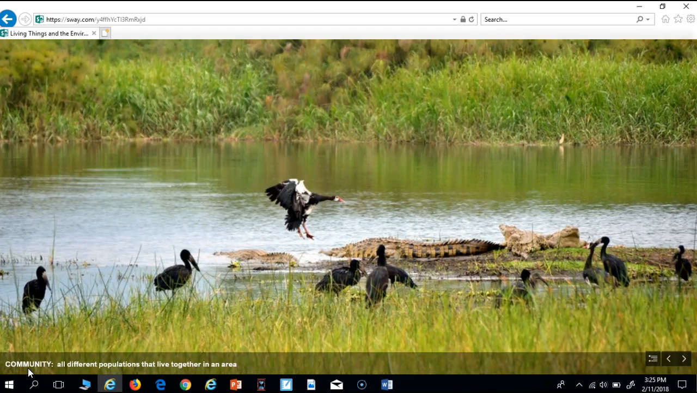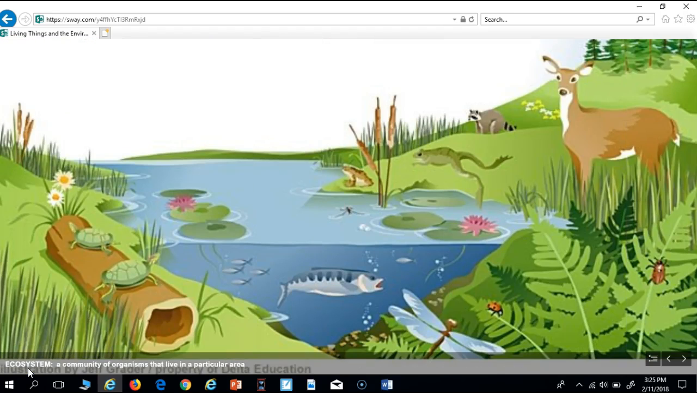A community is all of the different populations living together in an area. So this picture shows one community, all of the different species of plants and animals living together. An ecosystem is a community of organisms that live in a particular area. And this includes the biotic and abiotic factors.